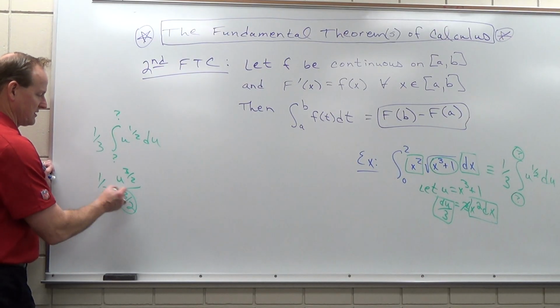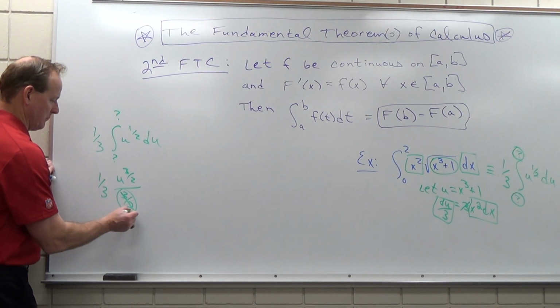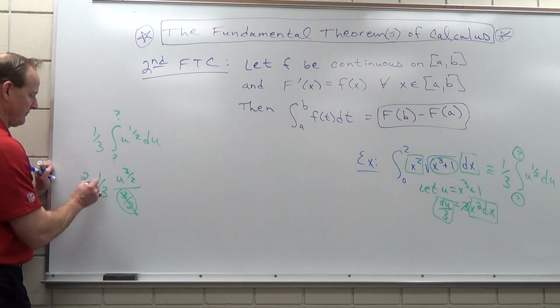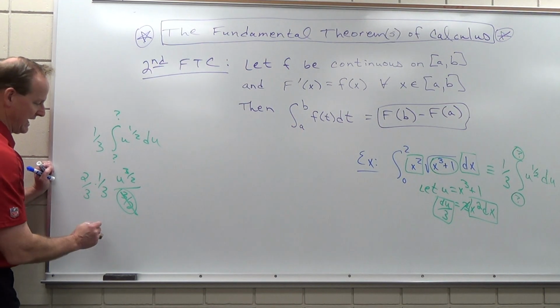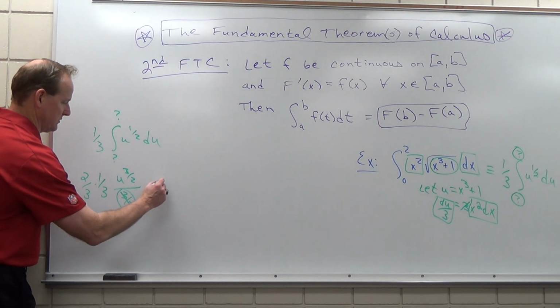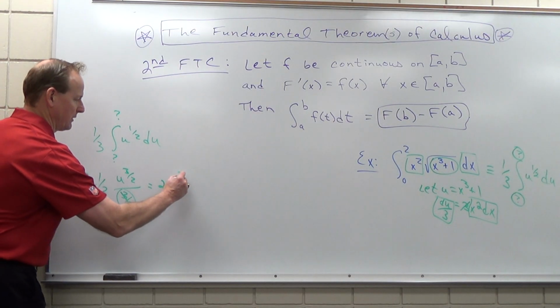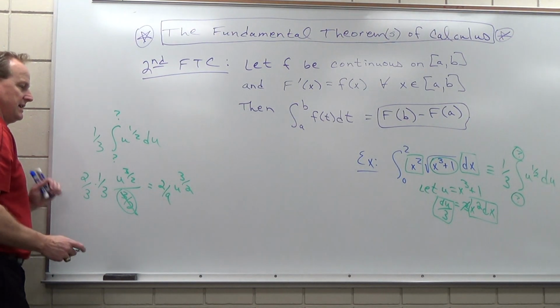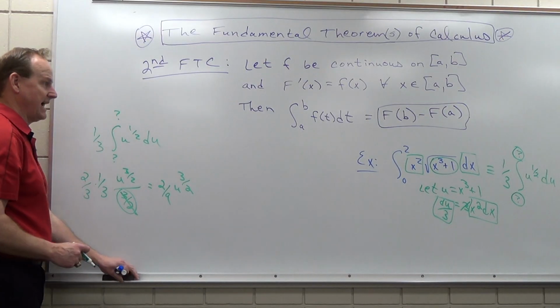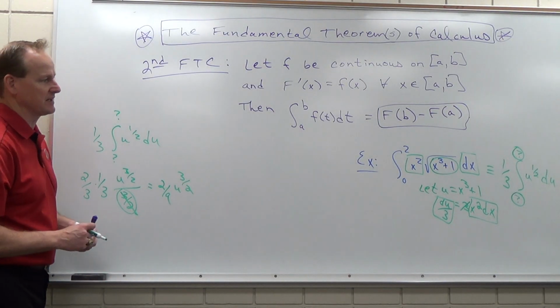So instead of dividing by 3/2, I can multiply by 2/3. And that ends up being 2/9. So this is equivalent to 2/9 u to the 3/2 power. Okay? Now, I'm going to come back to that, but what I'm going to want to do is sub back.